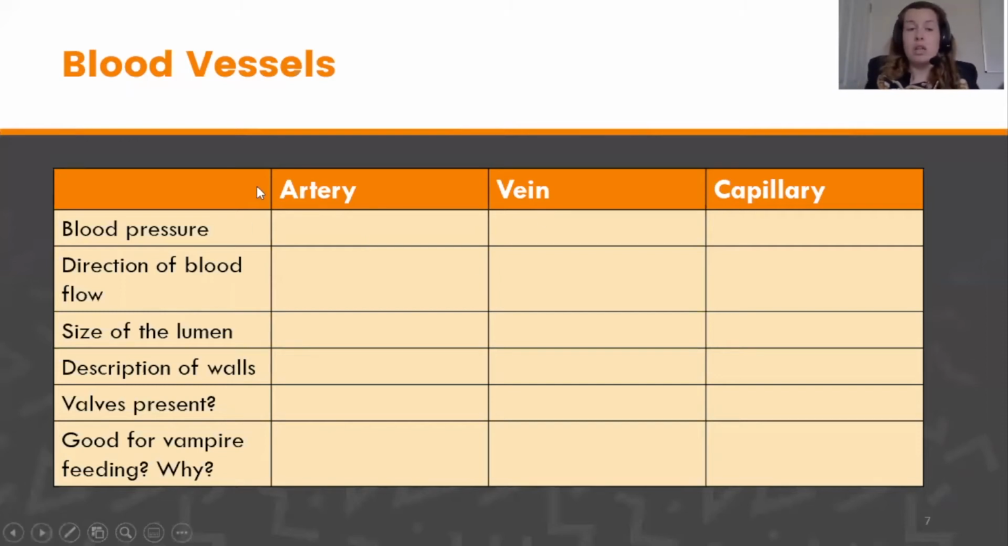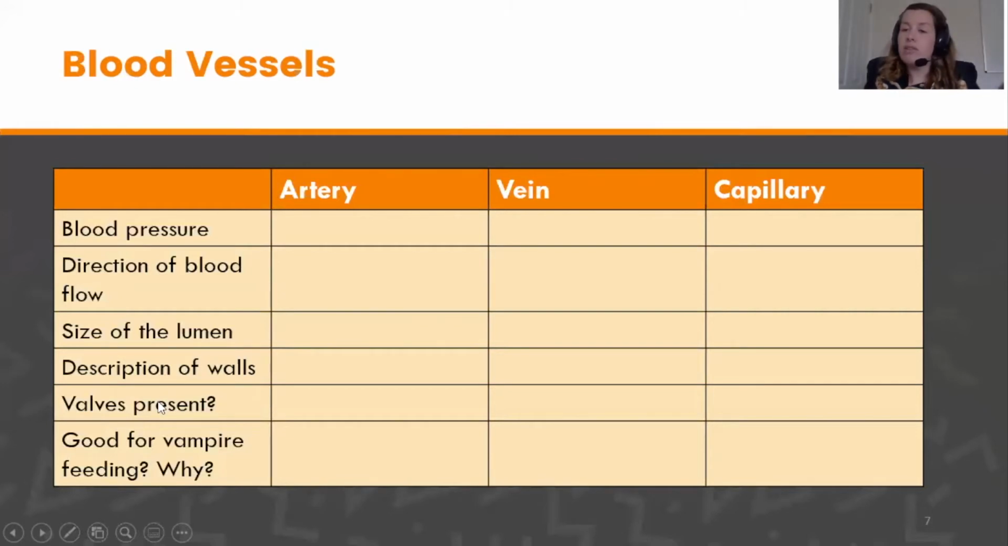in each box. So you're going to compare the blood pressure in an artery, vein, capillary, the direction of the blood flow. Where's it going? The size of the lumen, that's the hole in the middle. What are the walls like?